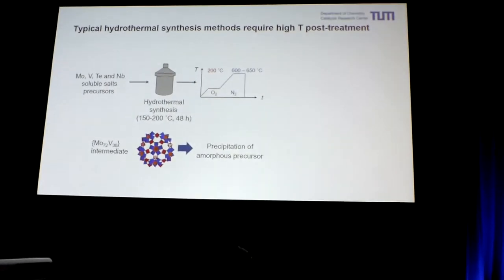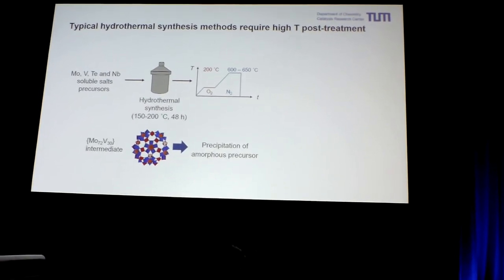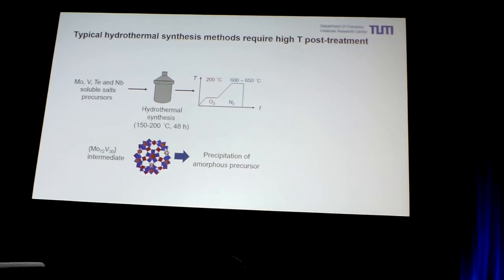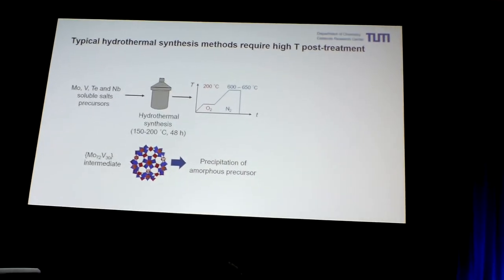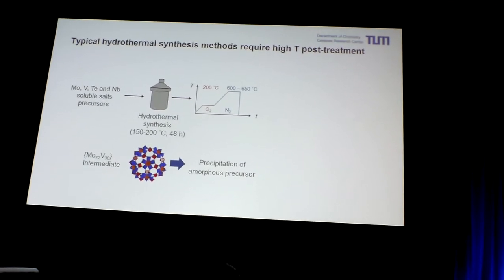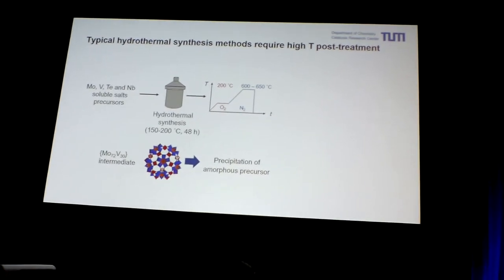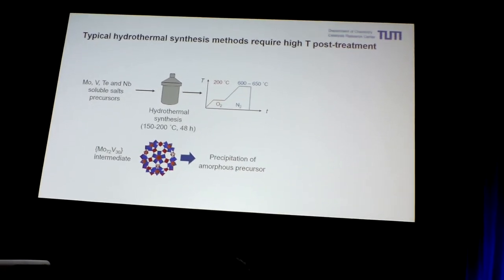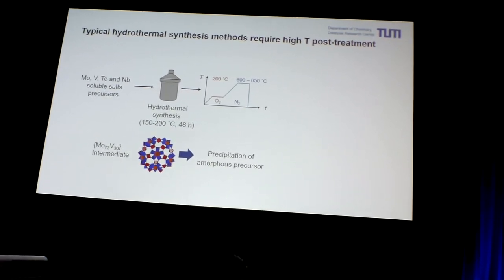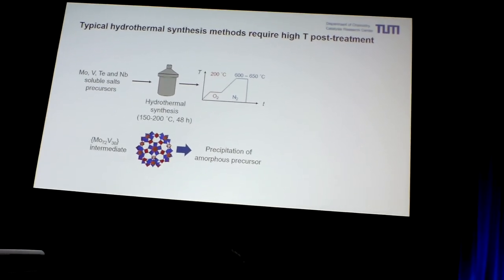So our starting point is the hydrothermal synthesis, which is one of the most scalable synthesis methods for M1. Just to show you how it is done, we put the metal soluble salts in an autoclave under hydrothermal conditions for about 48 hours. And in these conditions, we form an intermediate. These large ions are in solution, and these are known to be the necessary intermediate to form M1.